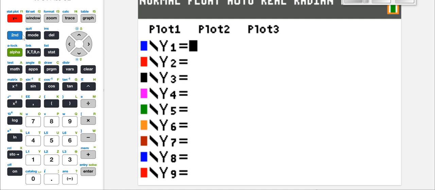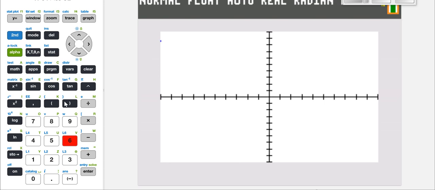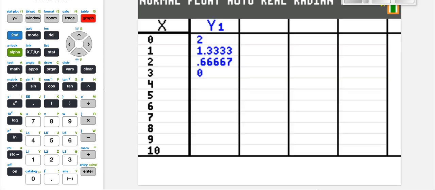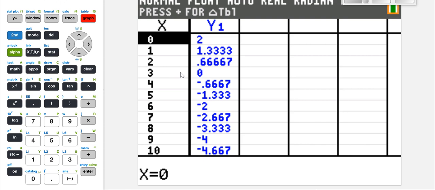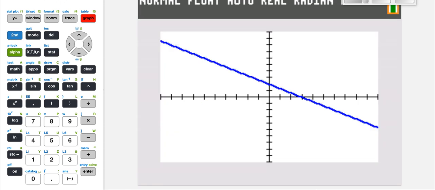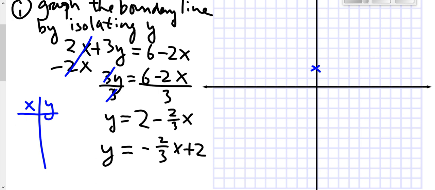So you have negative 2 divided by 3 x, and then plus 2, and of course we go to number 6. So our graph looks like this. If you want, you can look at the table of values and get more data points. Alright? Okay, so there should be one more point here. Now, this is your graph.